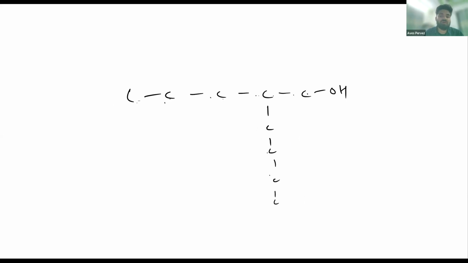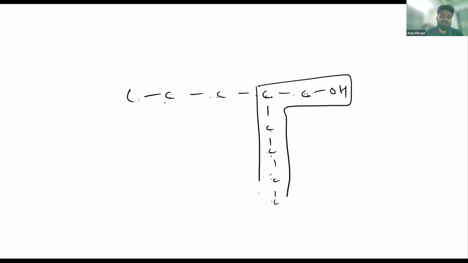So you have to select like this: 1, 2, 3, 4, 5, 6. Now you can choose 1, 2, 3, 4, 5. It is 5. Now if you go like this, 1, 2, 3, 4, 5, 6, it will be 6. So instead of selecting the longest, you need to keep in mind that when you are selecting the longest carbon chain, if the carbon chain is going to have the functional group, then the carbon with which the functional group is attached should be in the chain. Got it?